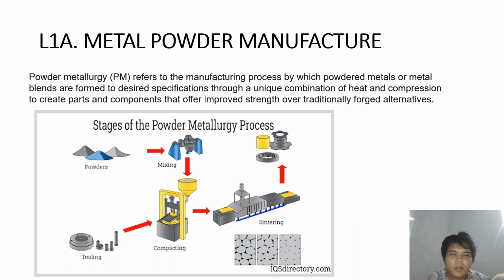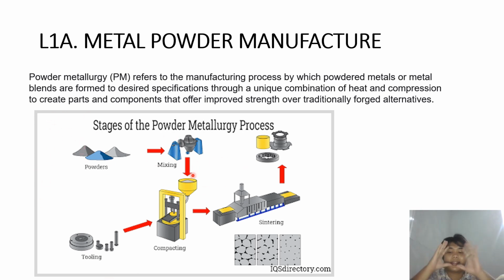Metal powder manufacture, or PM. PM refers to the manufacturing process by which powder metal or metal blends are formed to desired specification through a unique combination of heat and compression to create parts and components that offer improved strength over traditional forged alternatives. So we are on this part. Now we're gonna talk about mixing.